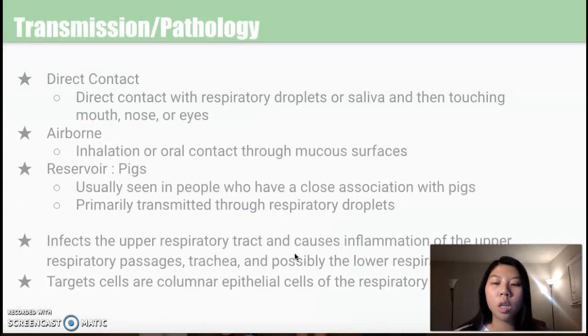So modes of transmission for this virus: this would be direct contact with respiratory droplets or saliva, and then touching your eyes, mouth, or nose with unclean hands. It could also be transmitted through airborne particles, like inhalation or oral contact through mucous surfaces with respiratory droplets. Close contact is about 3 feet or less, which is usually what is needed for this type of spread.